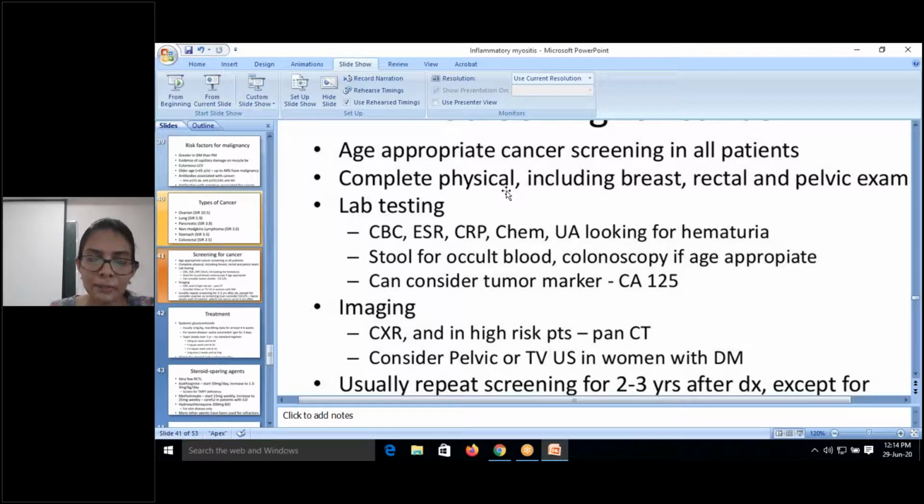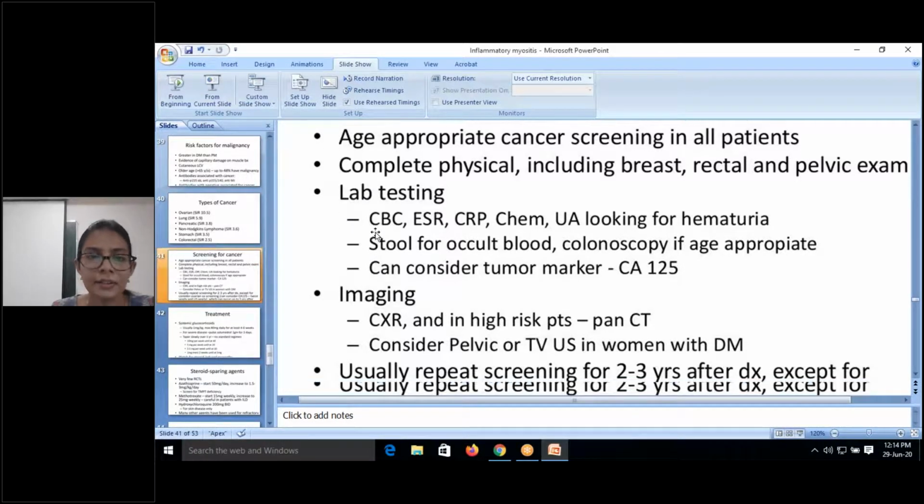You need to do a complete physical examination. As breast carcinoma is common, you need to do the breast examination, rectal examination, and pelvic examination. Ovarian, colorectal cancer, and gastric carcinoma can also occur, so you need to do a thorough physical examination.